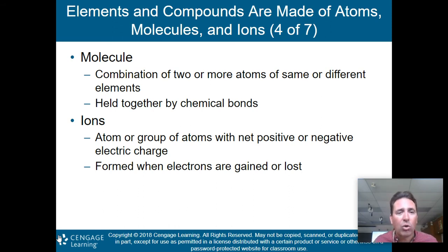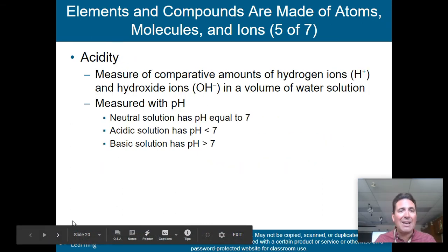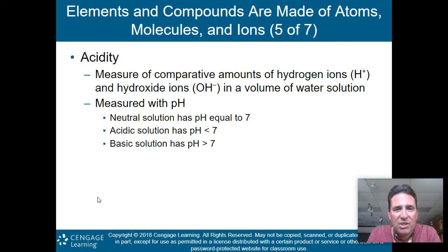Ions are an atom or group of atoms with a net positive or negative electric charge, formed when electrons are gained or lost. So if you gain an electron, you have one more than you normally have, well, then you're going to have a negative charge. You're going to be a negative ion. If you lose an electron, so you have fewer electrons and more protons, well, then, of course, you're going to be a positive ion. And that helps us determine the acidity of substances.